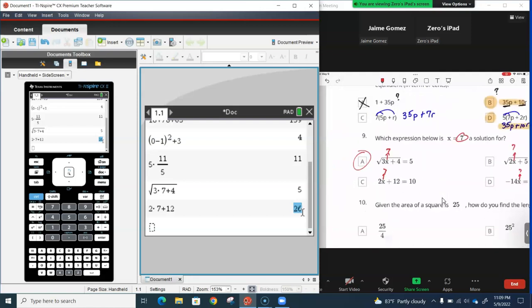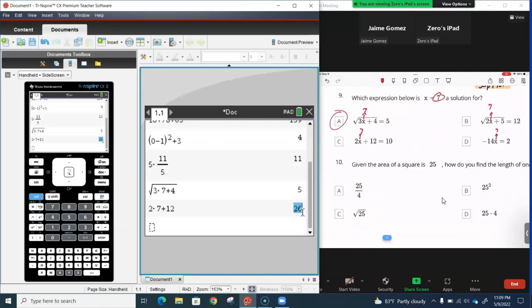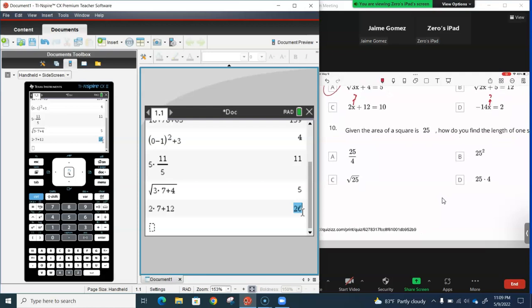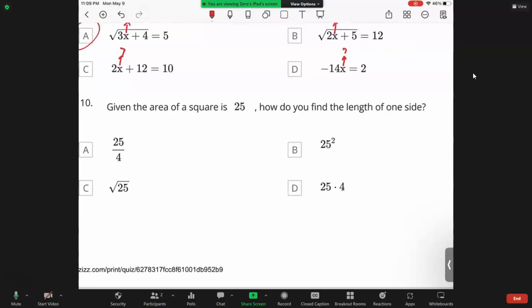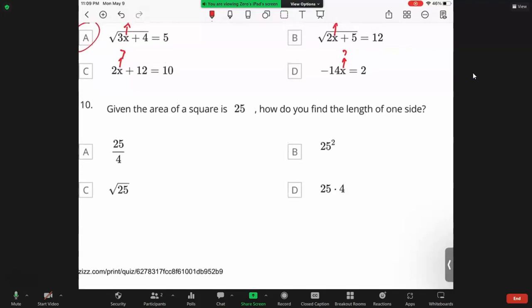Number 10. Given the area of a square is 25, how do you find the length of one side? I'm going to try to draw a square. That's a rectangle. There you go. So the area is 25. How do you figure out just one of these sides here?